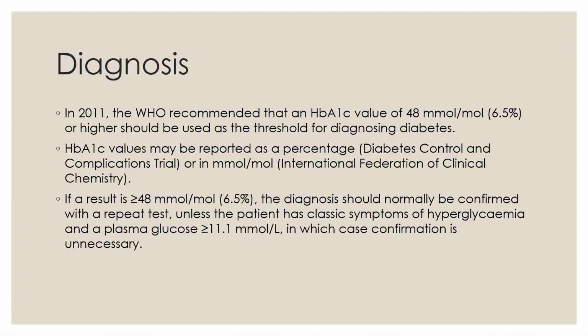Now, when you do your HbA1c test, you may see it being reported as a percentage. This is as per the Diabetes Control and Complications Trial. Or you may see it being reported in millimoles, and this is as per the International Federation of Clinical Chemistry. If a result is greater than or equal to 48 millimoles or 6.5%, the diagnosis should normally be confirmed with a follow-up HbA1c test. However, if the patient has classical symptoms of hyperglycemia like polyuria and polydipsia, and a plasma glucose greater than or equal to 11.1 millimoles per liter, a confirmation with a second HbA1c blood test may be unnecessary.